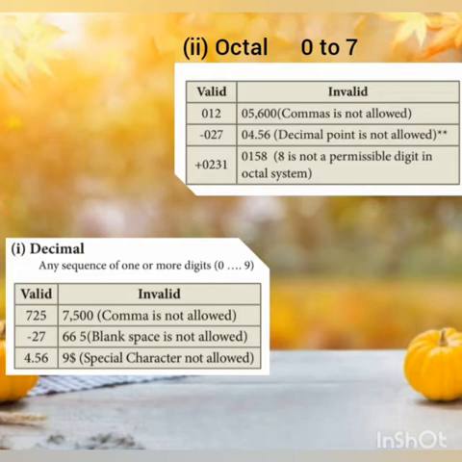725, this is valid. And 7,500, with a comma, is invalid because comma is not allowed. Then the next example is minus 27. This is valid because you can use a signed integer, so minus is allowed here. Then 66 space 5. Here space is not allowed, so this is invalid.